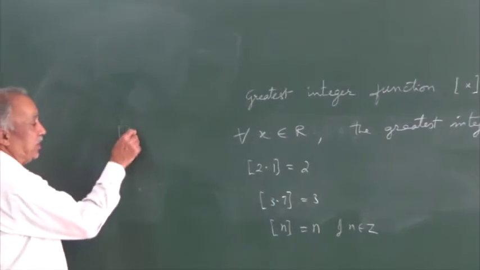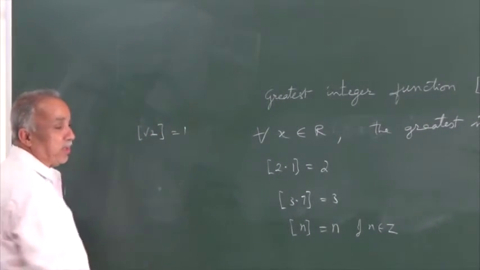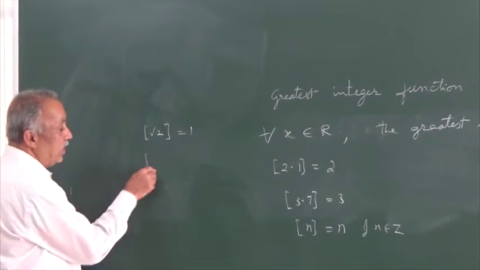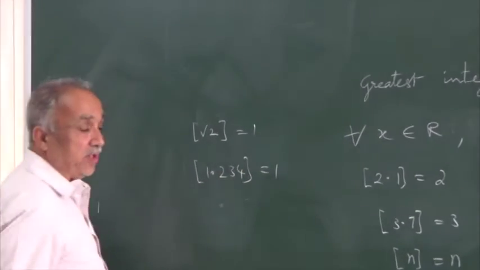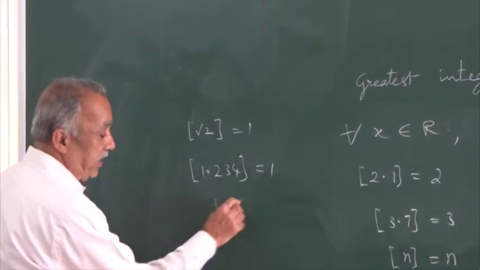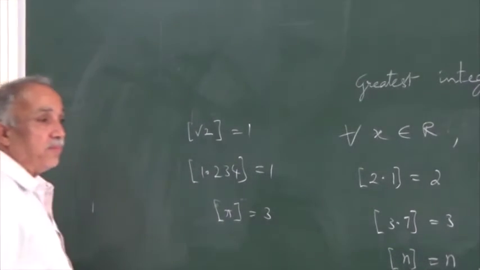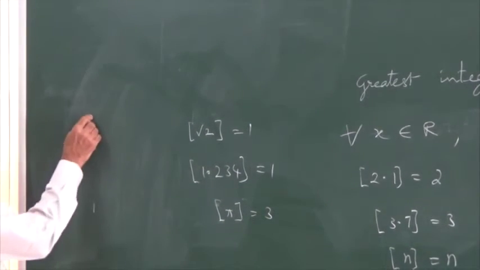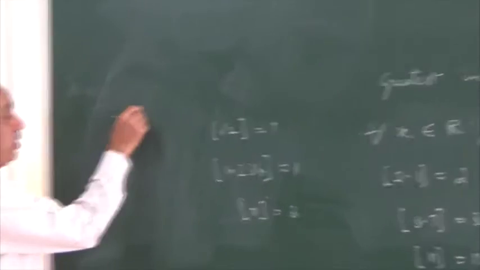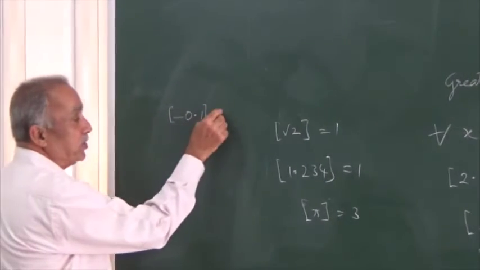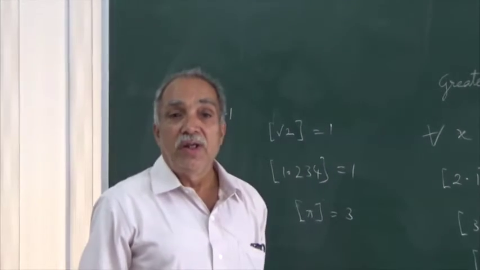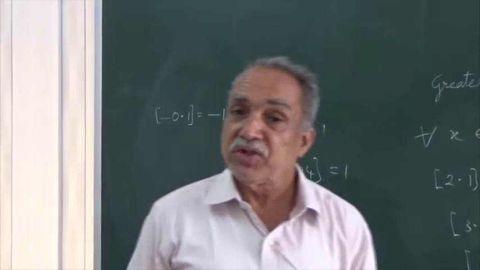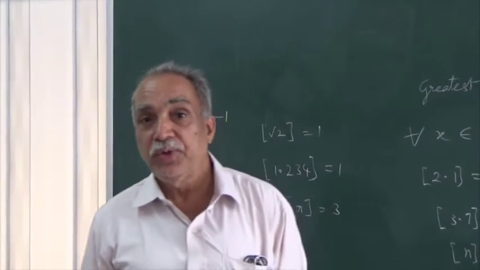For the irrational number root 2, the integer part is 1. For the decimal 1.234, the integer part is 1. For the number pi, the integer part is 3. For the negative number minus 0.1, the integer part is minus 1, not 0, because we want the fractional part to be always positive.